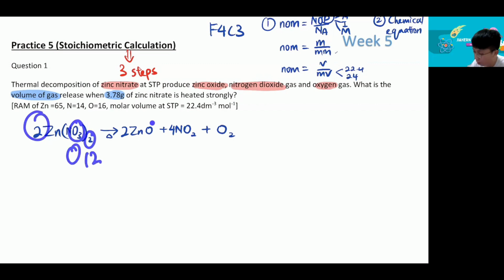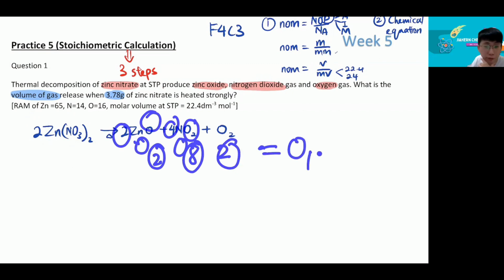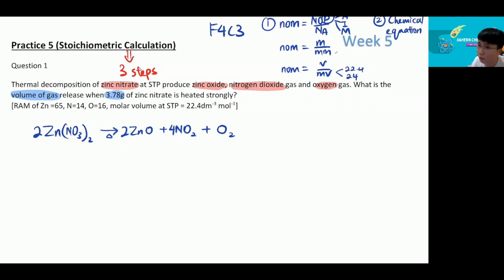Now because of the O12, let's count at the back. Here got 4 times 2, here is 8 oxygen. Here is 1 times 2, so here also got 2 oxygen. So 2 plus 8 plus 2 also equals 12 oxygen. So at the front, 12 oxygen, at the back, also 12 oxygen. So this is a brief recap on how to balance equation.